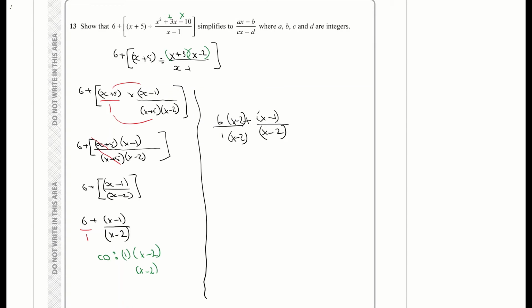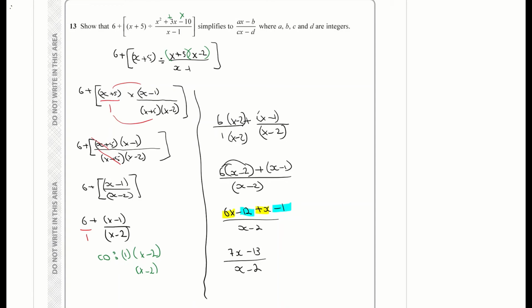So what I'm going to do now is add those fractions into a single fraction. So that gives me 6 bracket x minus 2 plus x minus 1 all over common denominator x minus 2. I'm going to multiply in that top line, that 6, I'm going to multiply in the bracket, which is giving me 6x minus 12 plus x negative 1 all over common denominator. A little bit of tidying up now will give me 6x plus x, which is 7x, minus 12, take away 1 is negative 13, all over x minus 2. And that's as much as I can do. That's question 13. Moving now to question 14.